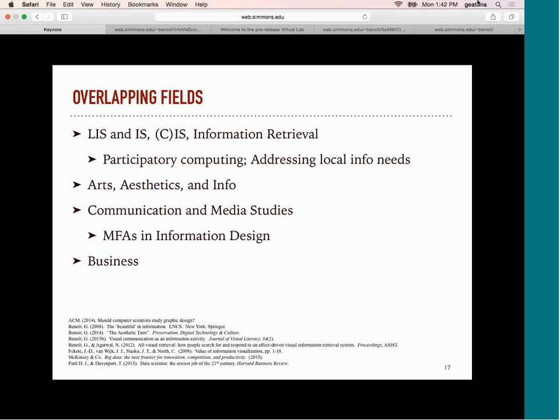Visualization as an information activity that Yamal was kindly enough to published for me in the Journal of Visualization that she edited. There was another paper with Agarwal on all visual retrieval. What if you didn't have a type of query? What if you were motivated by pictures? Follow the stream behavior by the pictures. I have pretty much unbiased, hopefully unbiased view of how the mind actually works given those stimuli.